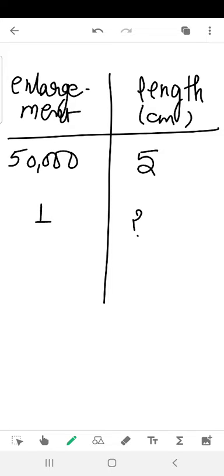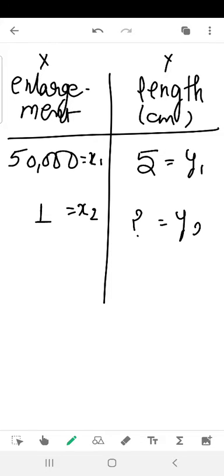Okay, so here we can take this enlargement as the quantity x and the length as quantity y. So this 50,000 will be x1, this will be x2, this 5 in the y column will be y1 and this will be y2. So you can see that we have to find out the value of y2 here.